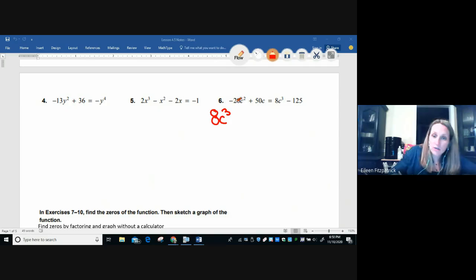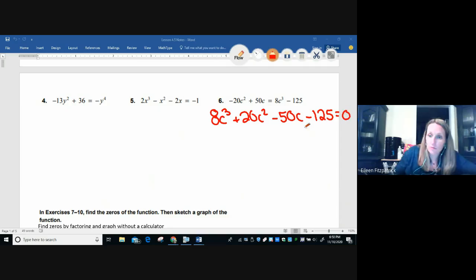Then I'm going to move the negative 20c squared over by adding it, so plus 20c squared. Then I'm going to move my 50c over by subtracting it, so minus 50c. And then this still stays negative, so minus 125, and then equals 0. Okay? All right, so from there, we should look for a GCF of the entire problem.